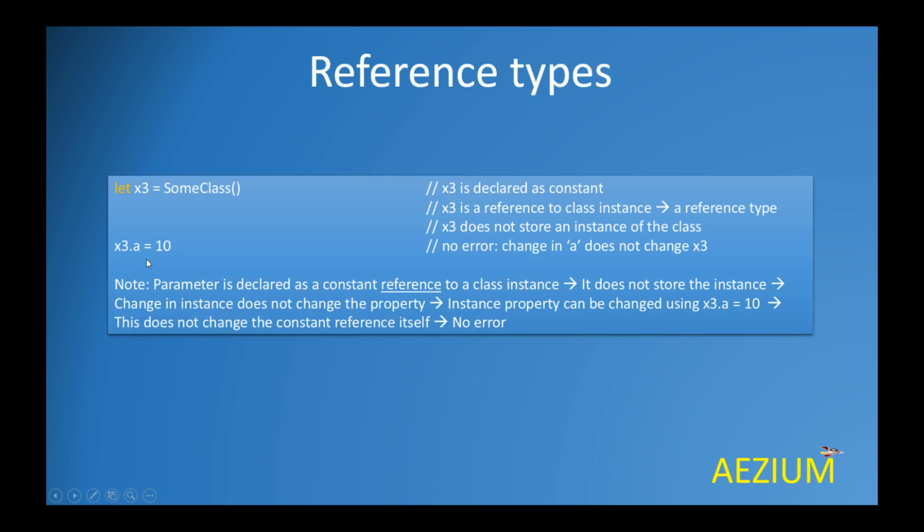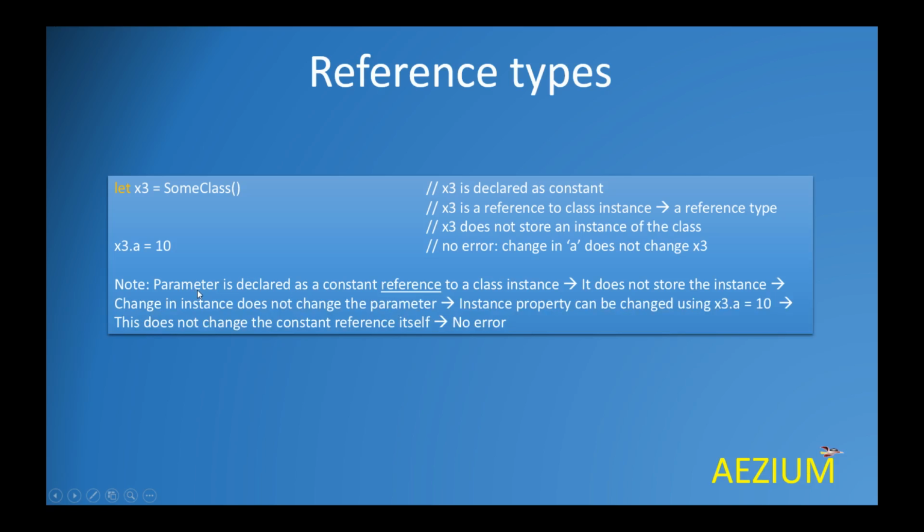So when we try to assign a new value to a property of x3, we do not see an error. Why? Because the change in the value of A does not change x3, which is just a pointer to the instance. Here the instance is changed, but the pointer to the instance is not changed. So as a result, we don't see an error.